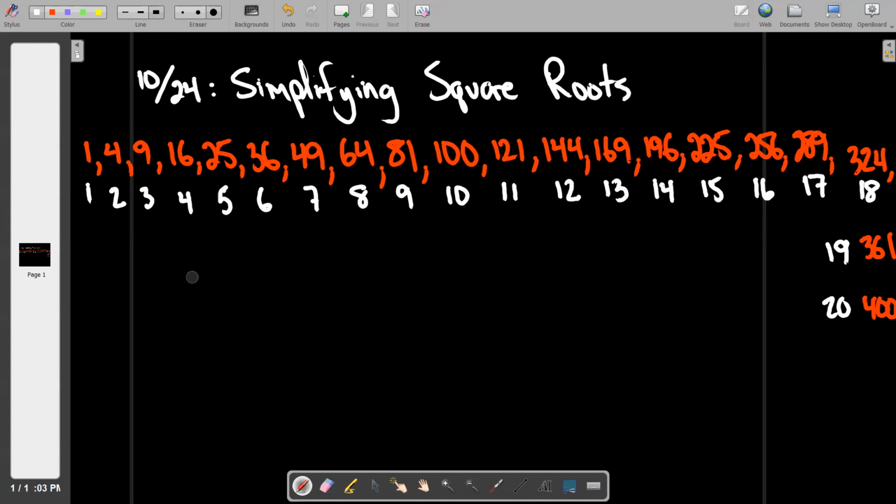So let's say, for example, that I gave you the square root of 27. You know right away 27 itself is not a square. But then the hunt is, how can I break it up so that it has two factors, one of which is a square and one of which is not?